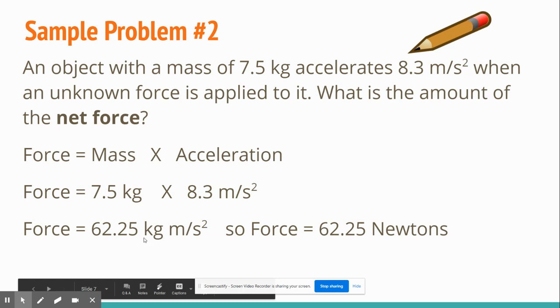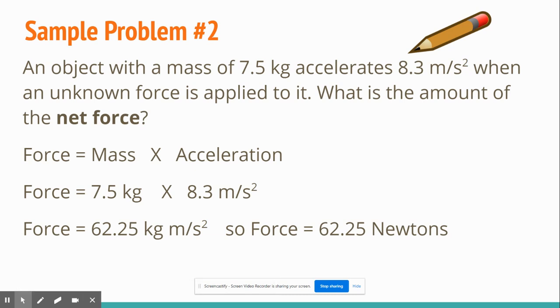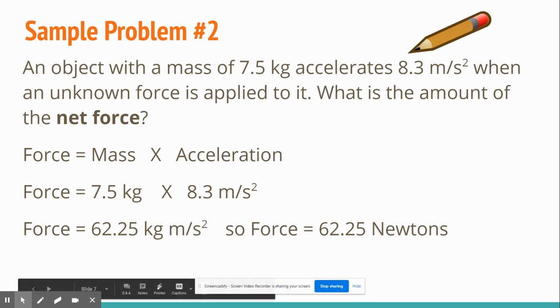And you could stop right there. I would count that as correct, but that whole mess right there, that kilogram meter per second squared, is equal to a newton. So I know force is measured in newtons. I would just rewrite the number and then write newtons or a capital N. It's okay. We're going to practice.